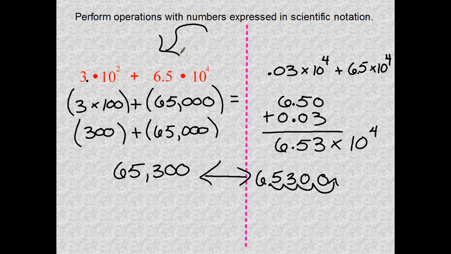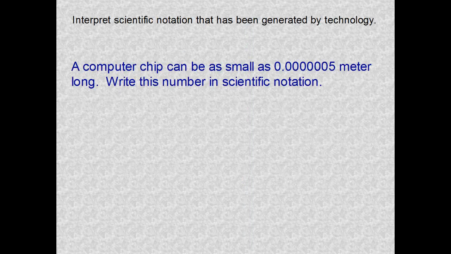That's a great arrow. Look at that arrow. All right, the last one in the standard says, how are we going to use this using technology? I just found a problem out of the book here talking about computer chips and seeing that they can be as small as, oh, look at that long decimal, meters long, and they want us to write it in scientific notation. So we know the rules to that.